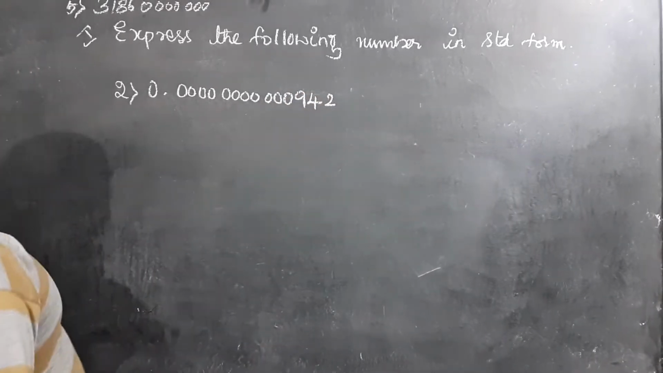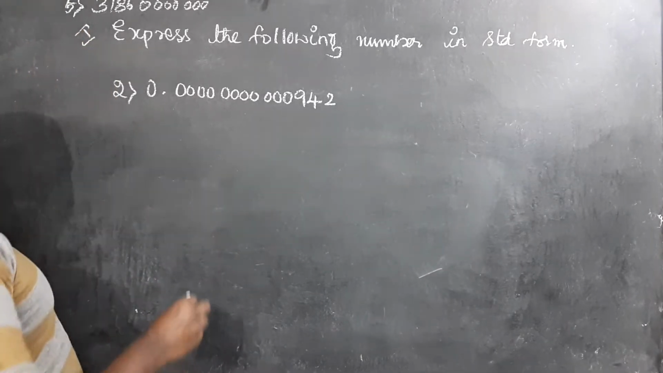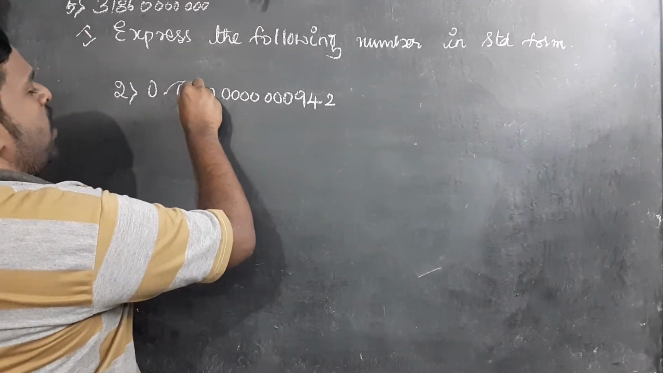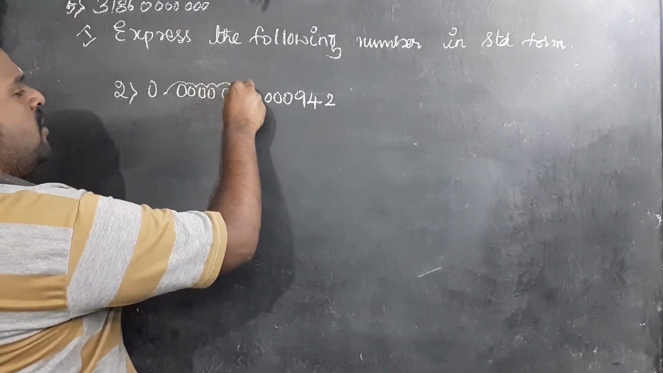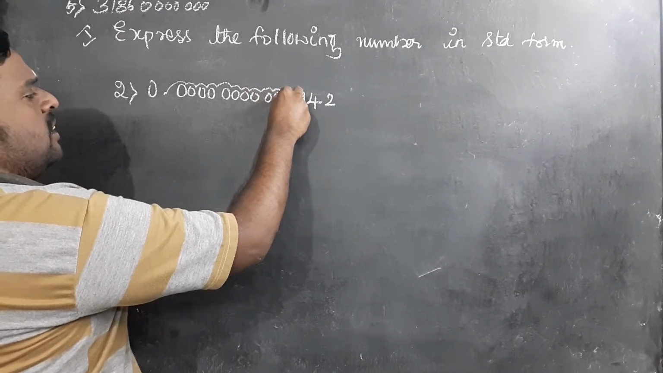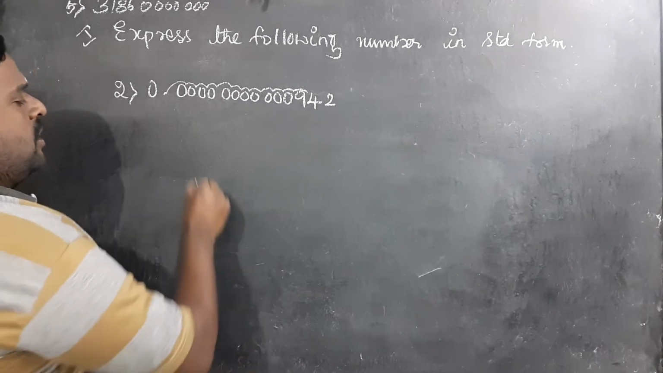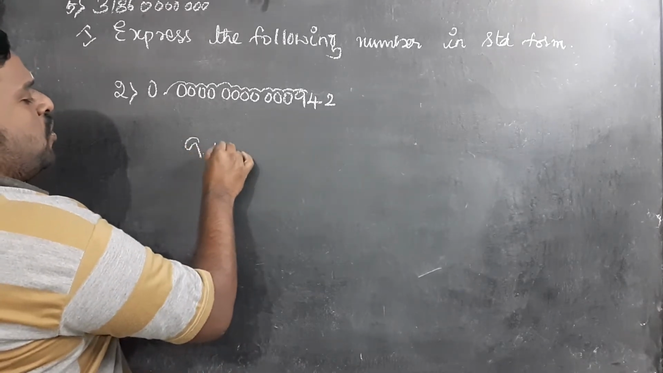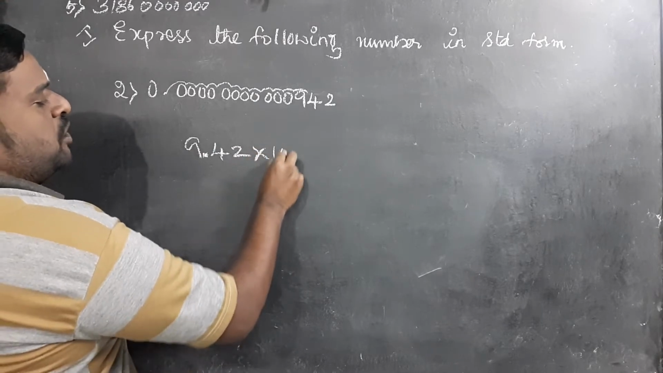0.000000000942. Students, very simply you are able to do. Look on here. See, I am shifting here. 1, 2, 3, 4, 5, 6, 7, 8, 9, 10, 11, 12. You got here 12. So 9.42.